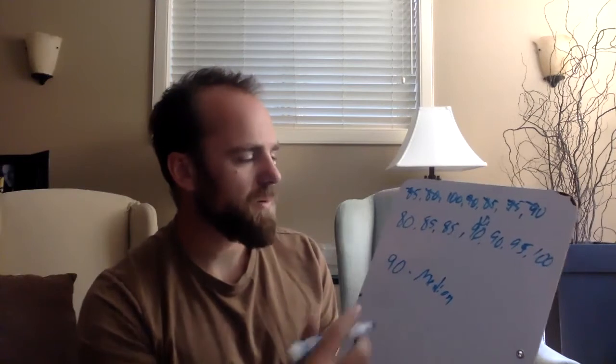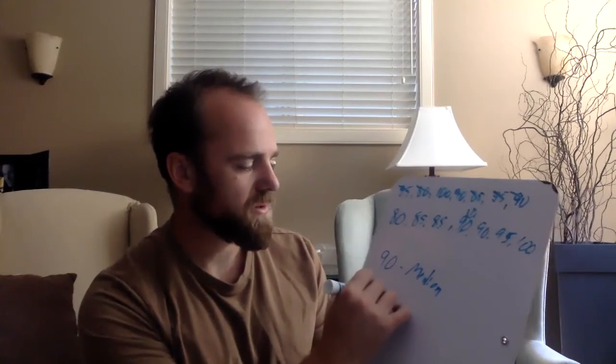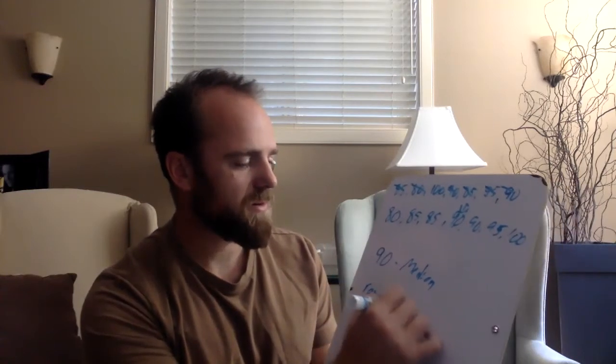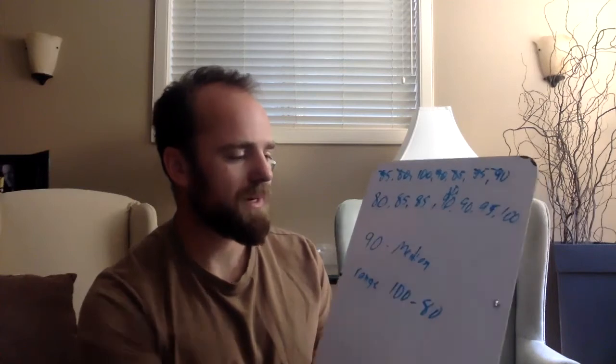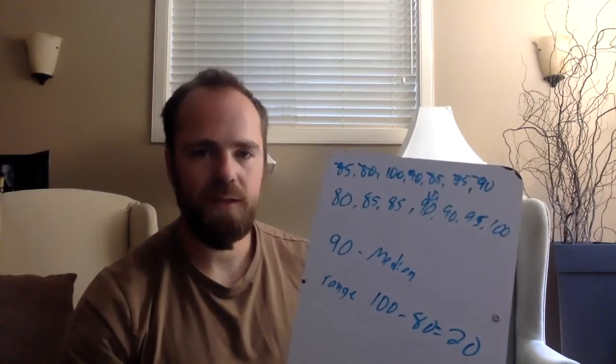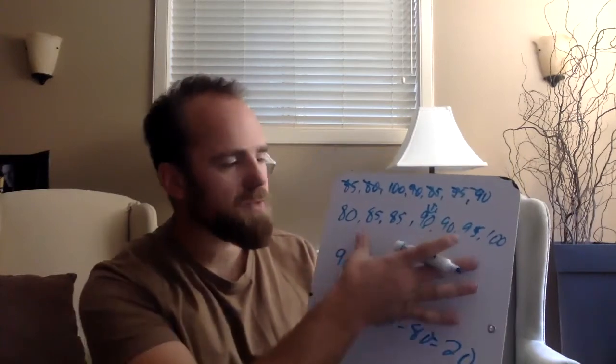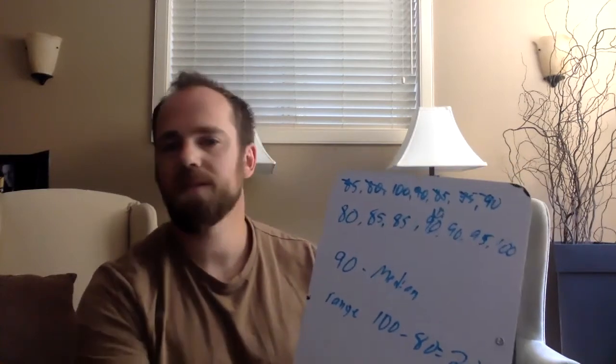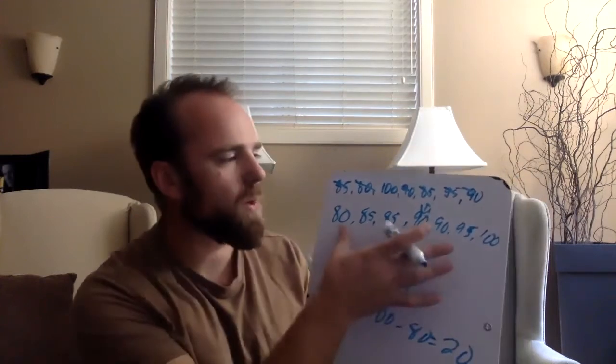What's my range going to be? My range is going to be 100, it's always my bigger number first, minus 80, which gives me 20. So the range is basically saying that all my data lies within 20. Nothing is sitting outside of the 20 gap.